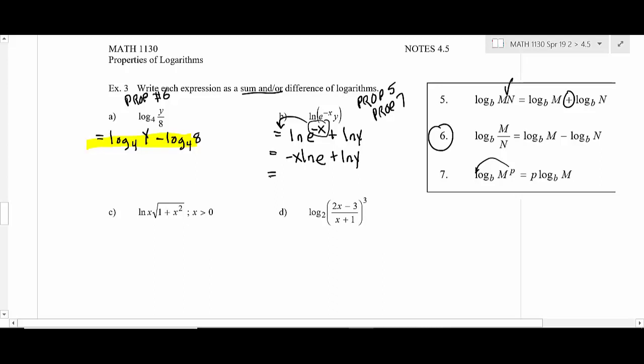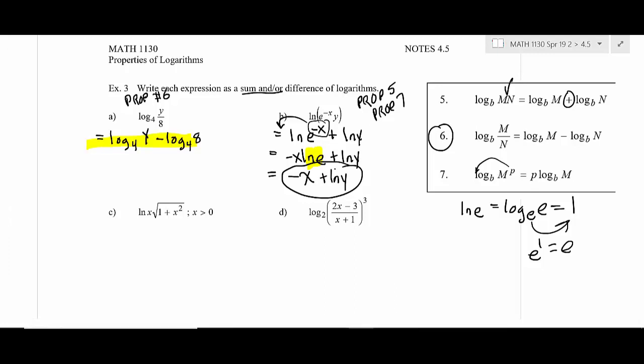And there is one other thing you can do with this problem. You can figure out what ln of e is. You don't have to memorize that. ln of e means the same thing as log base e of e. So it's equal to 1 because e to the first is equal to e. Okay, so that would just end up being negative x plus ln y because ln of e is equal to 1. Okay, all right, so that's how that one would get broken up.